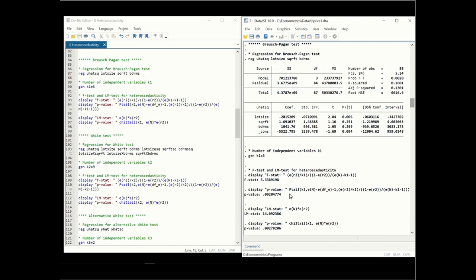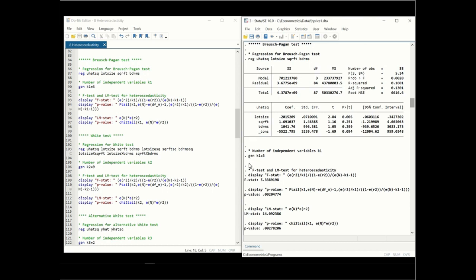And then for the p-value, we're going to be using the ftail command, which picks up the degrees of freedom in the numerator, denominator, and this is basically the F statistic. And it's giving us the same p-value as here. So again, what we're finding here is that because this p-value is less than 0.05, we have a case of heteroscedasticity, and the independent variables jointly explain the squared residuals.